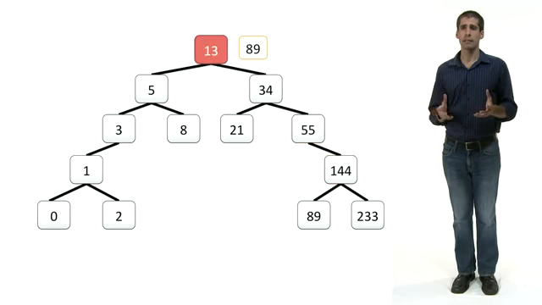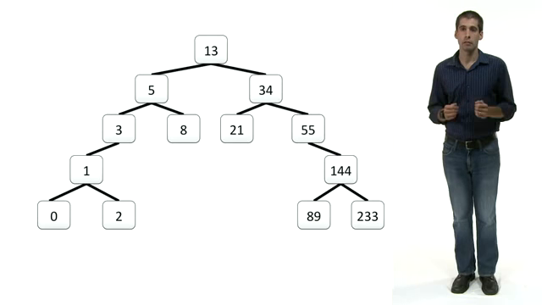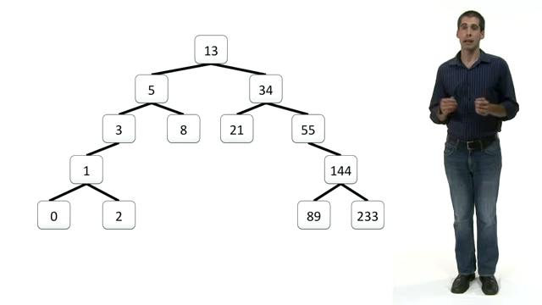Finding any other number that isn't the minimum or maximum is just as easy. Say we're looking for the number 89. We simply check the value at each node and go to the left or right depending on whether the node's value is less than or greater than the one we're looking for.